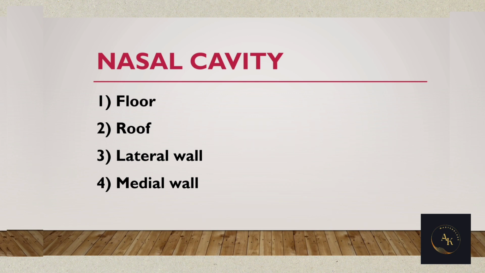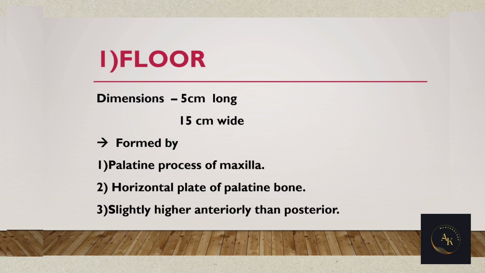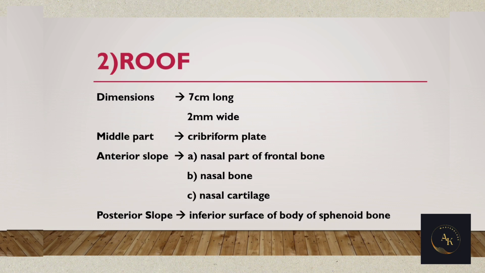Nasal cavity is second part of nose. It consists of four parts: floor, roof, lateral wall, and medial wall. Let's look at each part in detail. Floor. Floor is 5 cm long and 15 cm wide. Floor is formed by palatine process of maxilla and horizontal plate of palatine bone. Floor is slightly higher anteriorly than posterior.